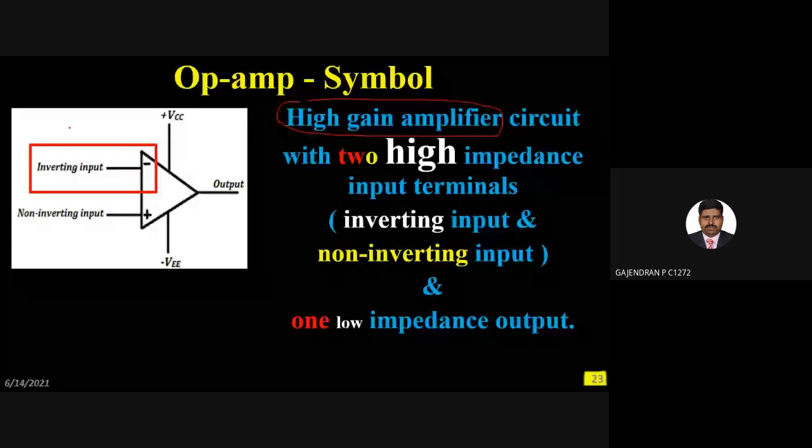The gain is very high. Practically the gain of this operational amplifier is very high. We are representing gain with A. Why am I representing it with capital letter A?